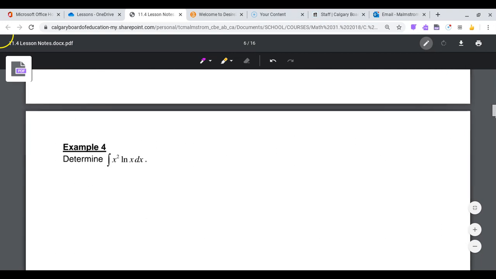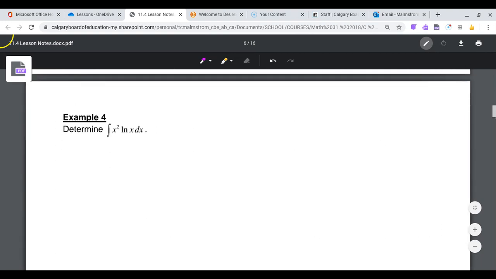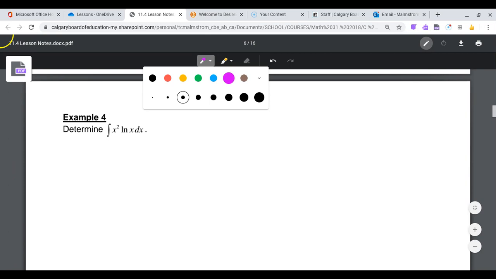Okay. Example number 4. If you're feeling confident and you want to give this a little bit of a try on your own, then feel free to pause and give example 4 a try on its own. It does have ln x in it, but you know the pieces of it from the beginning of the lesson. It's not in your notes, but just scroll back and you'll see it there.